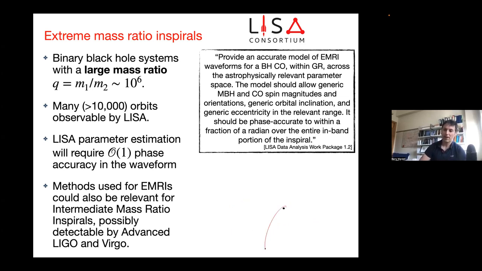I'll try to play the video again here. This is more representative of what we might see with LISA in an EMRI. It could be highly eccentric. In fact, this one is an inclined orbit, so it's not even sticking to an equatorial plane or anything like that. And so there's much richer structure to the orbit, and that also brings with it a lot of extra challenges in terms of modeling.